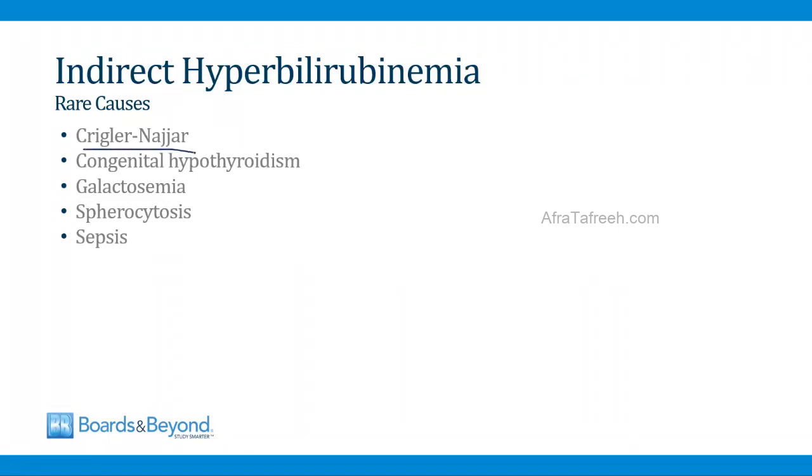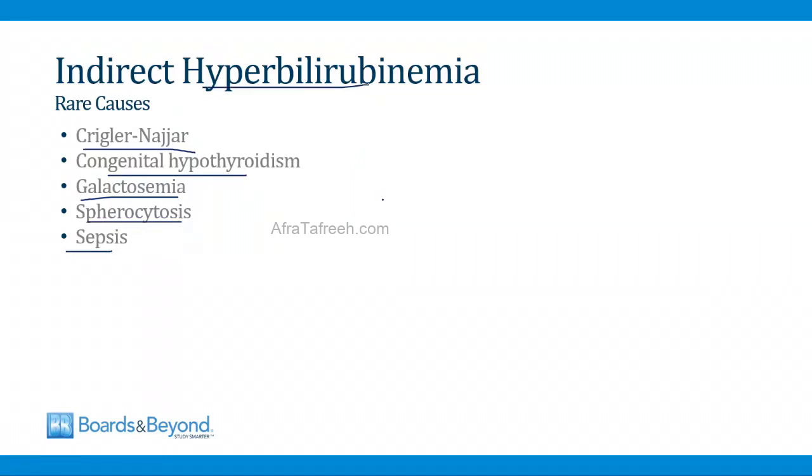Crigler-Najjar is a condition I talk about in the gastroenterology section. Patients with this condition are born lacking an enzyme in the liver that is necessary for conjugating bilirubin, so they develop a severe indirect hyperbilirubinemia at birth. Congenital hypothyroidism can cause indirect hyperbilirubinemia, so can galactosemia. Galactosemia is an inborn error of metabolism where babies can't process galactose found in milk. Spherocytosis is a red blood cell disorder where there's hemolysis of red cells, and that can lead to a significant indirect hyperbilirubinemia. And then lastly, babies who become septic often begin hemolyzing their blood, and they can develop an indirect hyperbilirubinemia as well.